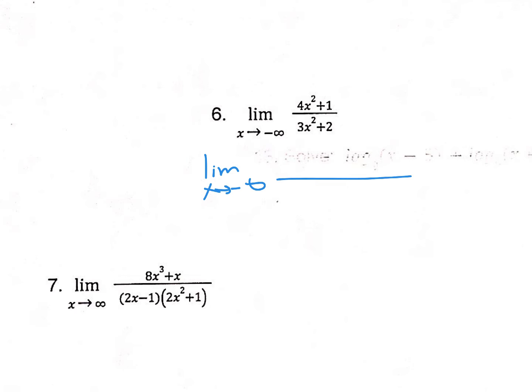Remember what we did here. We're dividing by the biggest degree. So 4x squared over x squared plus 1 over x squared, and my denominator, 3x squared over x squared plus 2 over x squared. Now I'm going to let you shorten this a little bit.